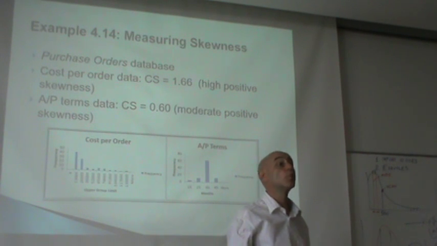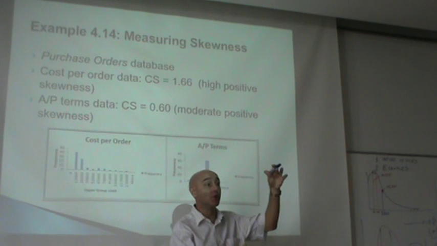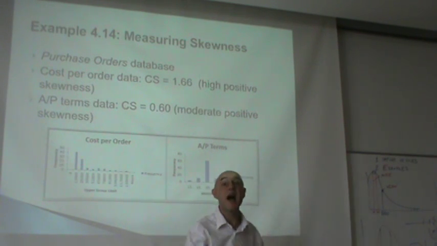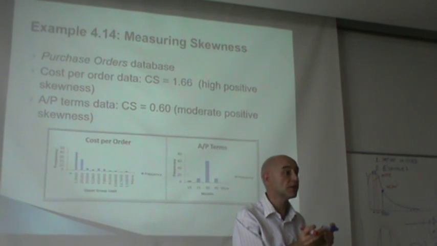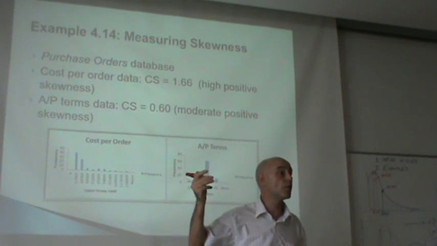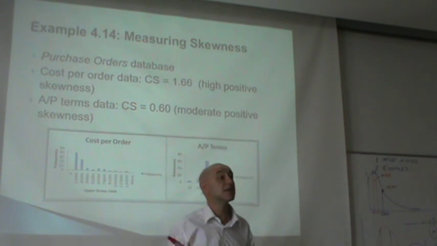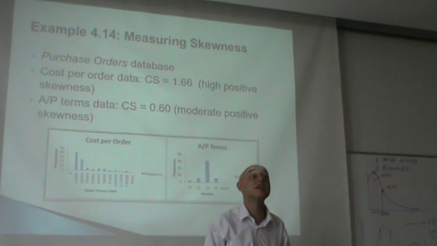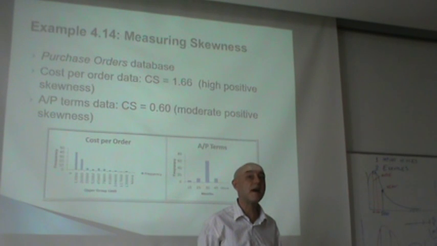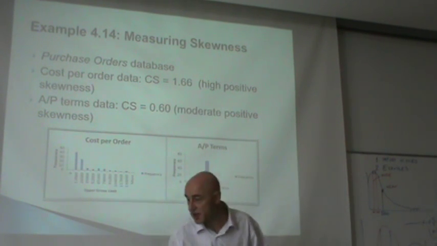So what we'll try to do in the lab is, again, pull the data, which you already have, ask for the coefficient of skewness, and hopefully you get the 1.66. And for the other one, you get 0.60. Again, this will double check or verify that the work is correct by working through the examples.